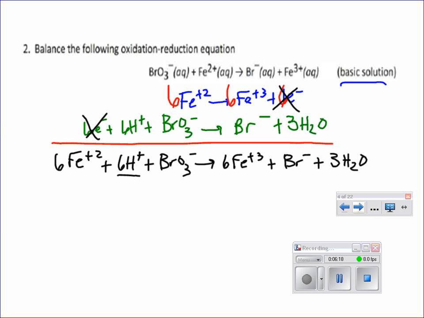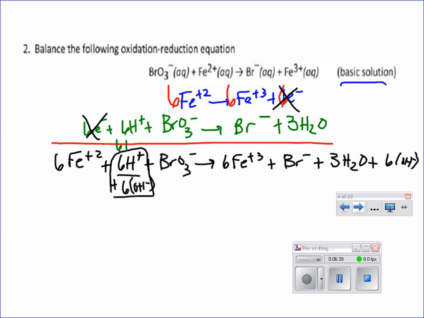Add enough OHs to tie up those H pluses. So how many am I going to add? I'm going to add 6 OH minuses. I just put parentheses because if I don't, people think it says 60 H minuses. It's 6 OH minuses. What does that make here? Water. So I end up making 6 waters there.